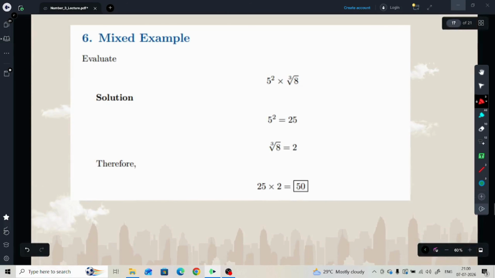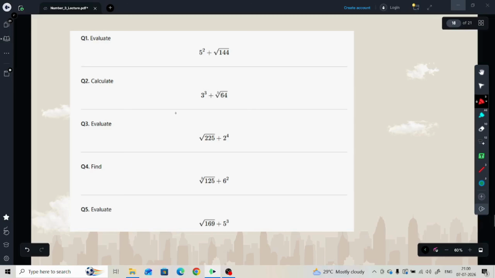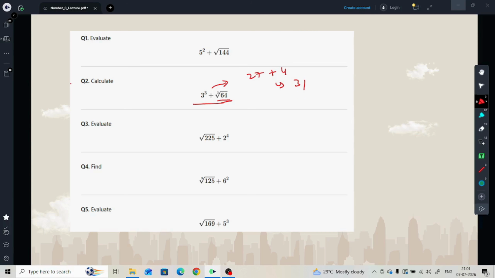Then there are some mixed examples also. Just like if you get 5 square, that is 25, and the cube root of 8, that is 2. So 25 times 2 is 50. Like that, you can get some questions. Just like over here, 3 cube is 27, and then the cube root of 64 is 4. So the answer is 31. Like that, simple. You can do these questions and post the answers. Cube root of 125 is 5. 5 plus 36 is 41.